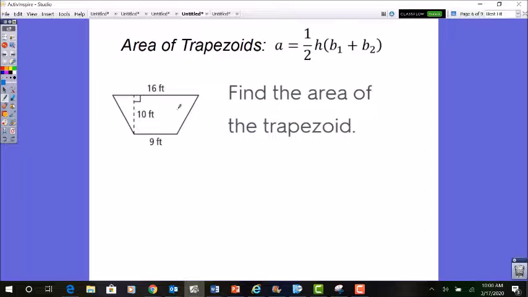Alright, same thing for this one. You guys see the trapezoid here. Okay, so identify your height and your bases. Alright, and so I want you guys to pause and try this one on your own.